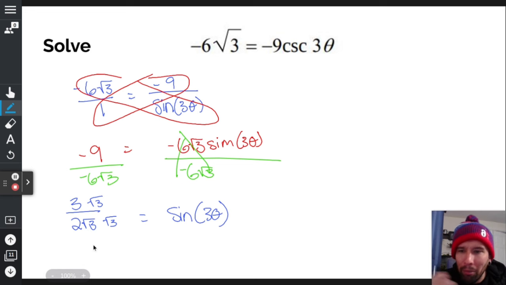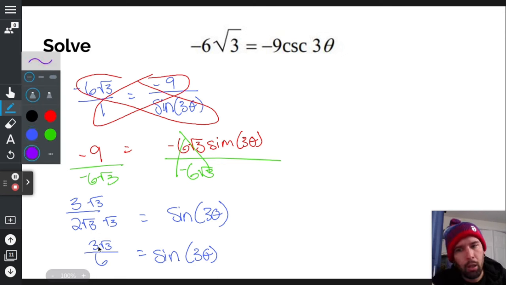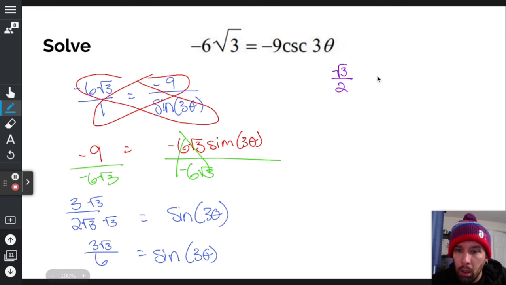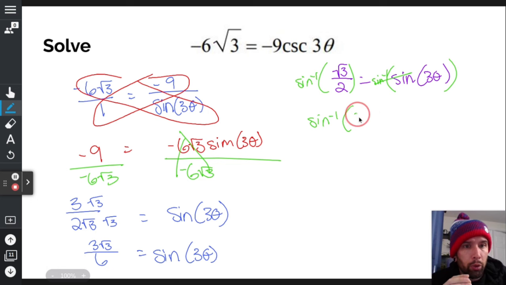2 root 3 times root 3 is 6. 3 root 3 on the top. That simplifies further, is equal to sine 3 theta. That becomes root 3 over 2 equals, leave some space, sine 3 theta. In order to unleash theta, I have to inverse sine both sides. Inverse sine crosses you out. So I have the inverse sine of root 3 over 2 equals 3 theta.